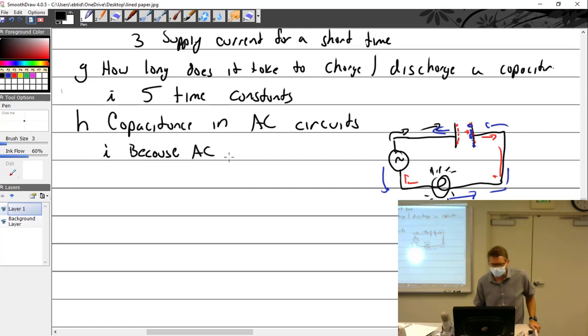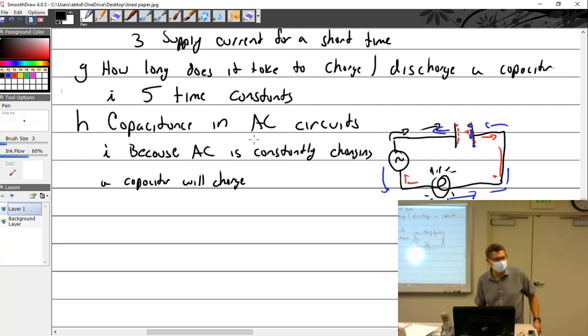Okay, because AC is constantly changing, a capacitor will charge and discharge constantly. It's doing this extremely fast, right? Like about 60 times a second here, 400 times a second in aircraft.